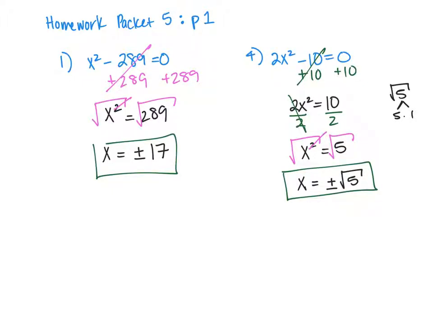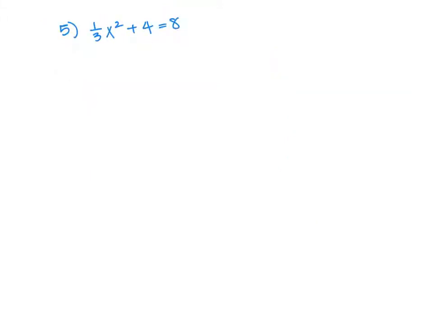Okay, so let's try out some more. I'm going to do 3 more problems with you from the homework. So this one's number 5 from the homework, and it has some fractions going on here. So first, I'm going to try to get this x squared by itself. So I need to remove this 4 first by subtracting. So if I subtract by 4, that cancels. And then the 1/3 x squared comes down. 8 minus 4 is positive 4.